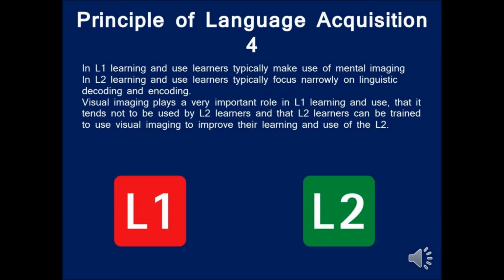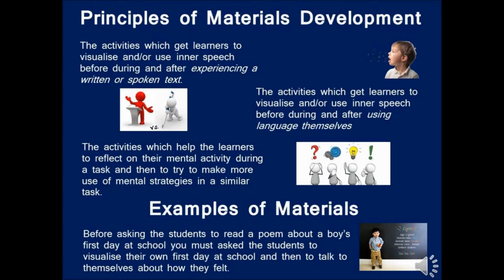Principle of language acquisition 4. In L1 learning and use, learners typically make use of mental imaging. In L2 learning and use, learners typically focus narrowly on linguistic decoding and encoding. Visual imaging plays a very important role in L1 learning and use, it tends not to be used by L2 learners, and L2 learners can be trained to use visual imaging to improve the learning and use of the L2. Principles of material development.